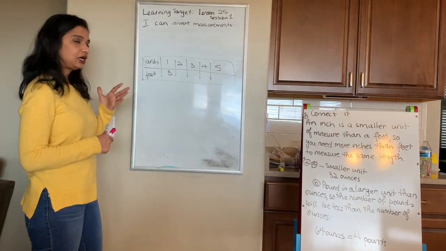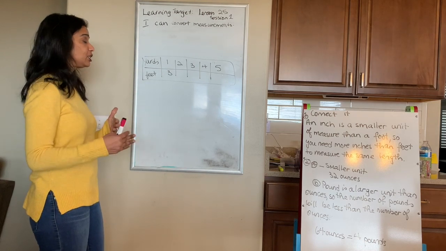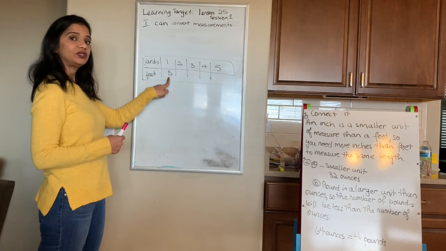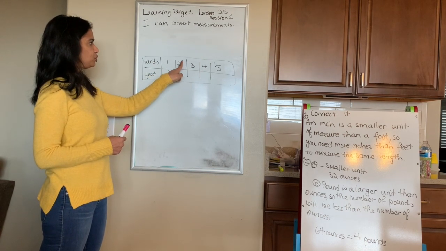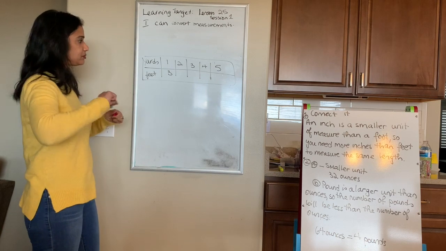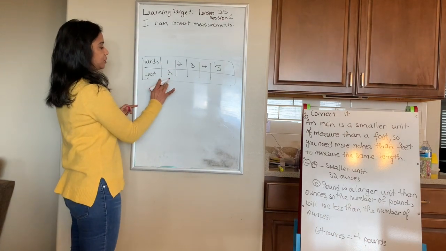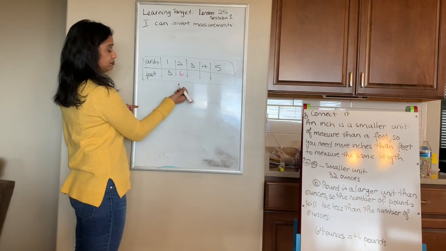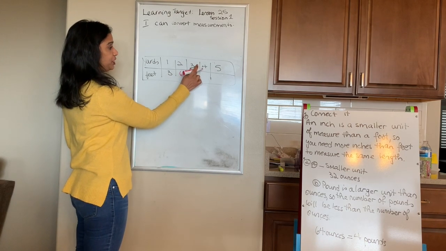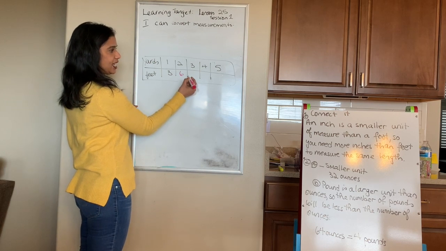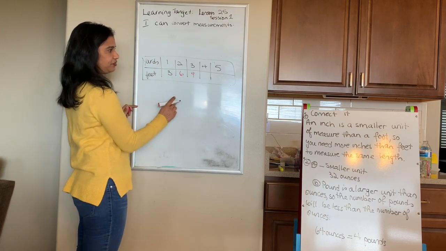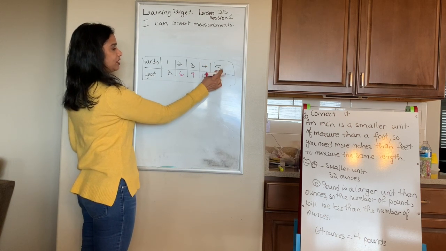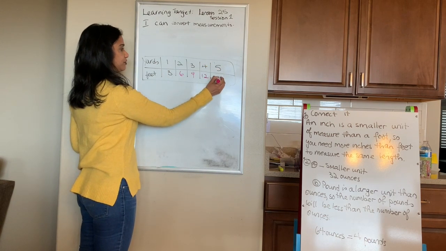So a lot of it is patterns too. Let's look at this. For yards, every 1 yard is equal to 3 feet. So for 2 yards, how much do you think it'll be? Every 1 yard, I get 3 feet. So every 2 yards, I'm going to get what? 6 feet, right? Every 3 yards, I'm going to get how much? 9 feet. And every 4 yards, I'm going to get 12 feet. And every 5 yards, I'm going to get 15 feet.